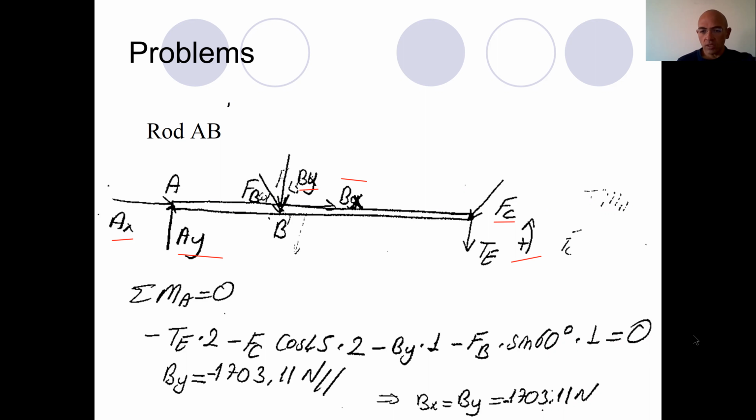From here, I can easily calculate the Bx, because I know that rod DB will carry load only along its direction. Since it makes an angle of 45 degrees, again Bx will be equal to By. As a result, it is minus 1703.11 newtons.